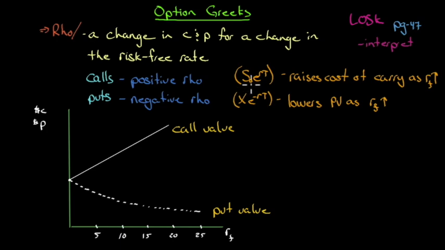And here's why. If we're carrying an asset to some future point in time, it raises the cost of carry. As the risk-free rate increases, it raises the cost to carry. If it raises the cost to carry, it raises the price of the call.